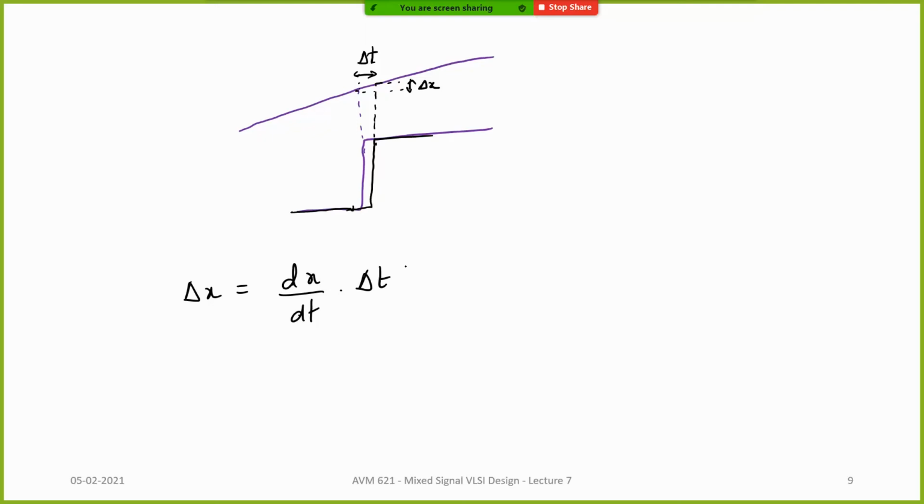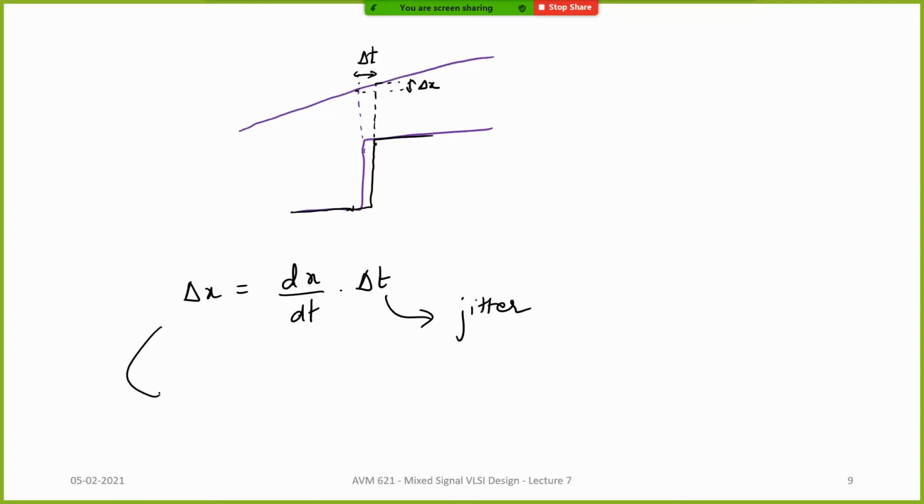Here delta t is your jitter, and dx by dt is the slope of the signal. You can assume that it has a linear slope because it's a highly zoomed in version, so you can pretty much assume a linear interpolation here. So the slope of the signal times delta t will give you the delta x. Now this error, of course, is for one sample.